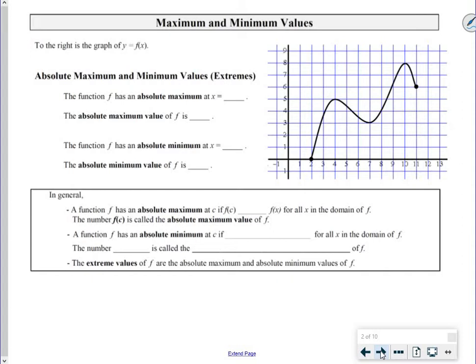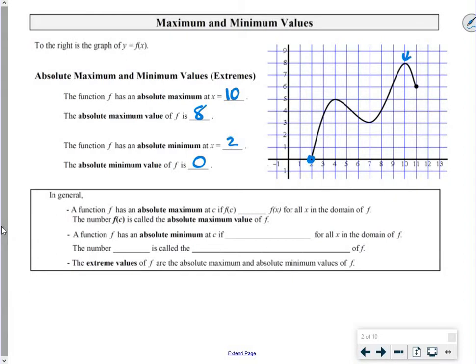All right, so we're doing maximum and minimum values today. Looking at this function f of x here, the function has an absolute maximum, so where is it the highest? It's right there. The value of x there is 10, and the value of y at that point, its height, is 8. And we have an absolute minimum down here when x is 2, and the value of y at that point is 0.